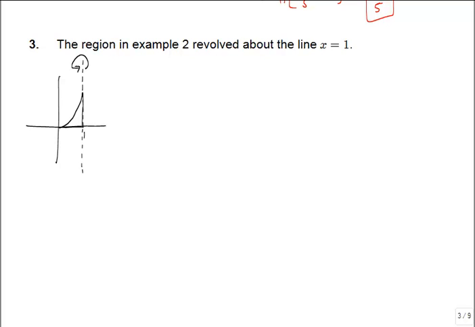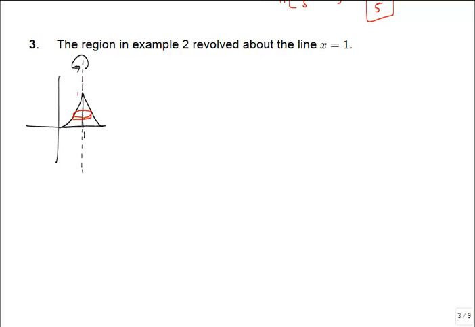So step one, draw in your mirror image. So if I take this region and I rotate it around that line, x equals 1, the mirror image is going to look like this. Step two, draw in your cross-sectional cut perpendicular to the axis of revolution. My axis is vertical, so my cross-section should be horizontal. So I should have a horizontal circular disc going across like that.